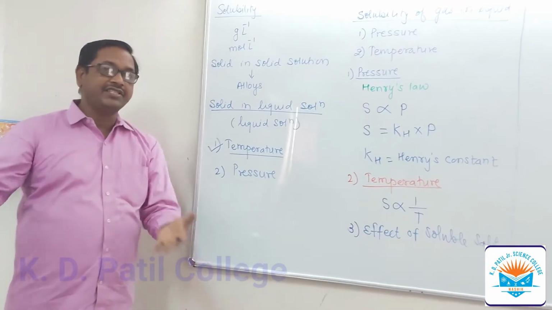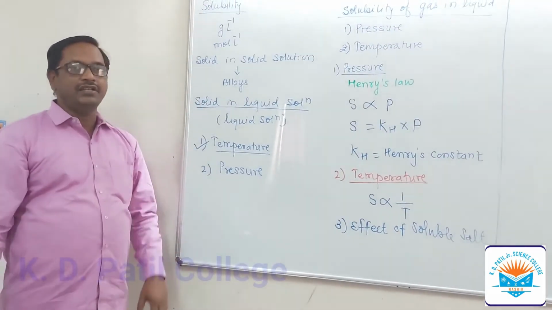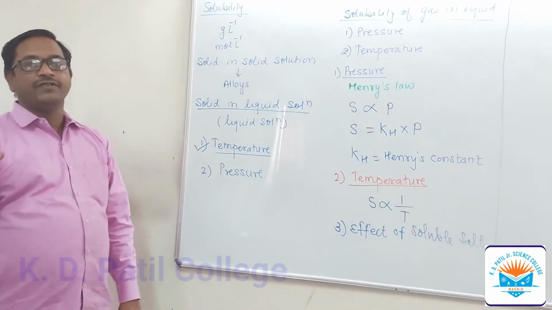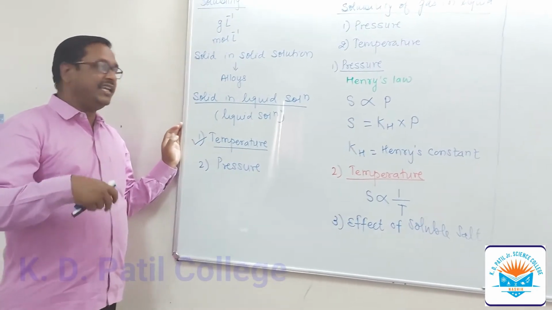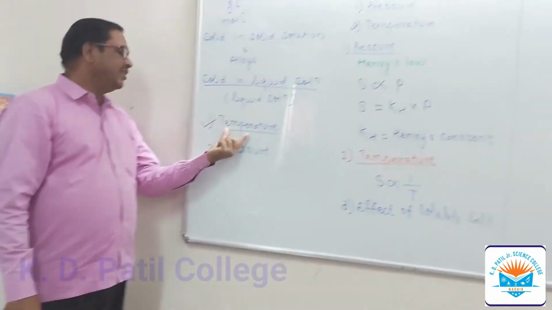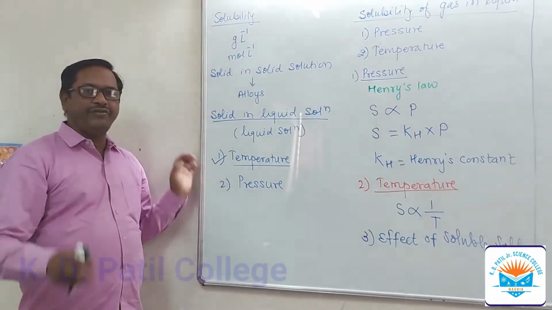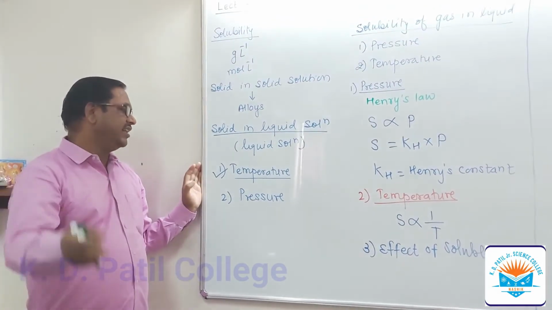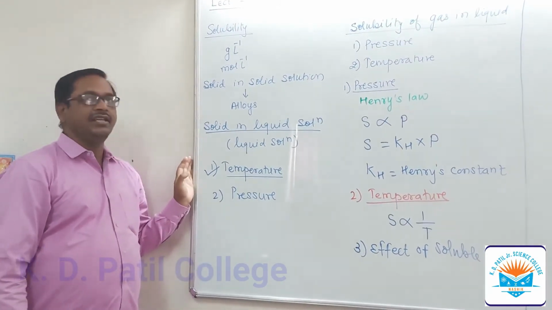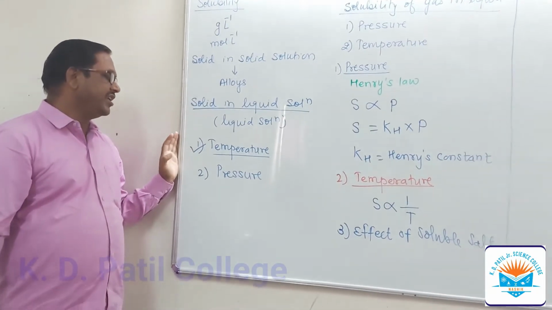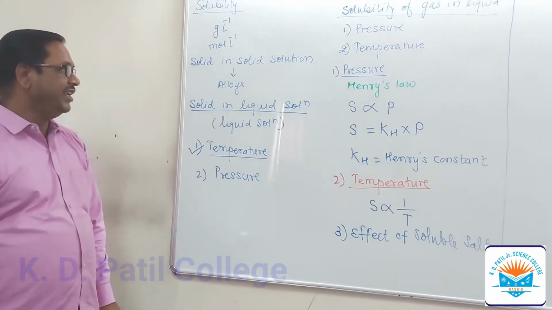As the temperature increases, the solubility of solid in liquid also increases. But for certain substances, when they get decomposed at higher temperature, their solubility decreases with increase in temperature. There are a few substances like sodium sulfate. When sodium sulfate is dissolved in water and the temperature increases, solubility goes on decreasing instead of increasing.